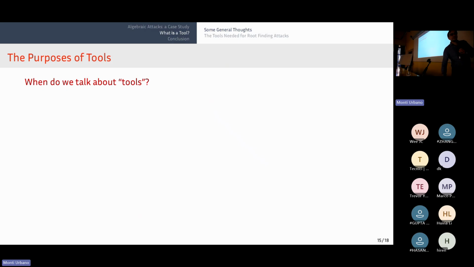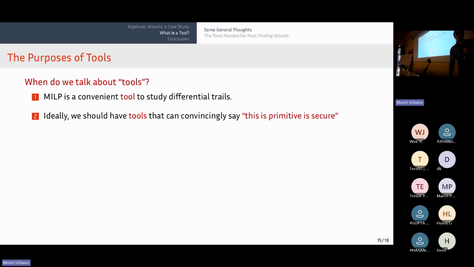So the word tool, I've used the word tool a lot in these slides. Maria asked me to talk about tools, so I talked about tools. But what do we mean when we talk about tools? In the first case, we can say that MILP is a convenient tool to study differential trails. I think we all agree that this is correct. We should have tools that can convincingly say this primitive is secure. That's a bit too many E's, but the point still stands.